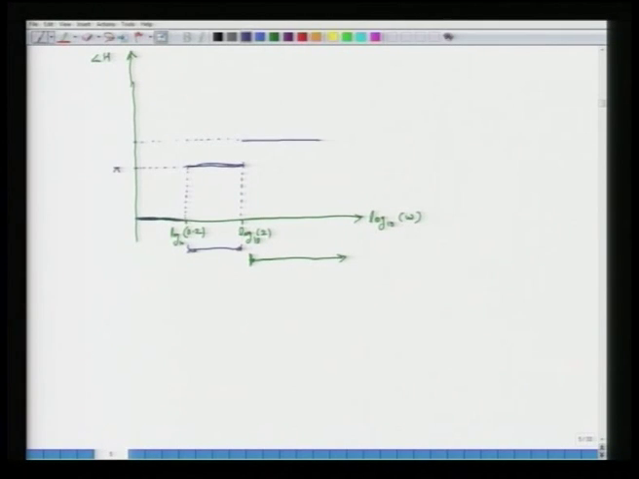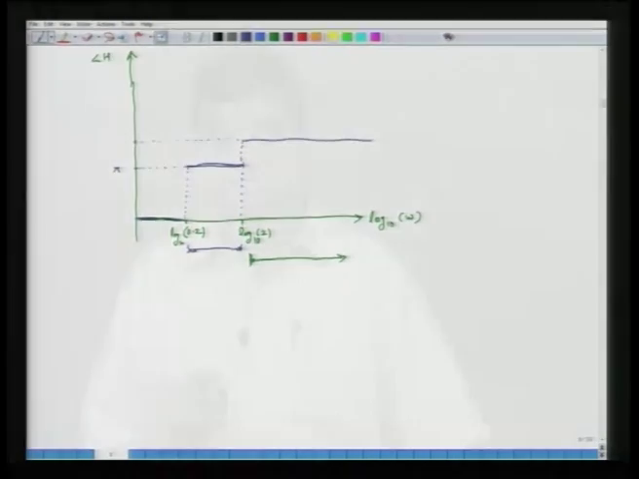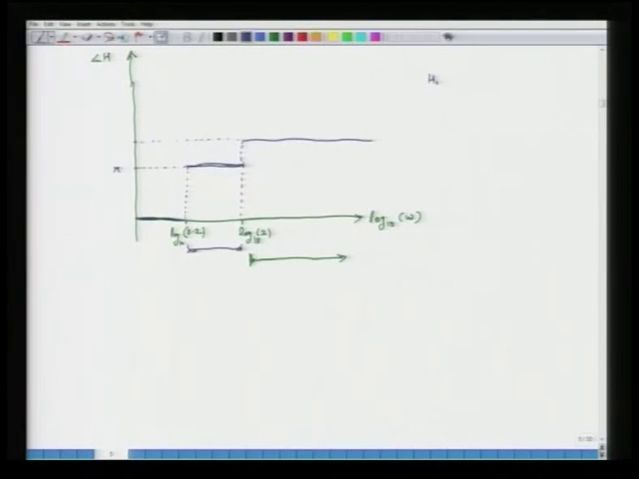So, once again I have a horizontal line and it extends to infinity, and that is my phase response curve, Bode phase curve for a transfer function, which is again a product of three individual transfer functions, H1, H2, and H3. Now, bear in mind that this is the asymptotic response curve.